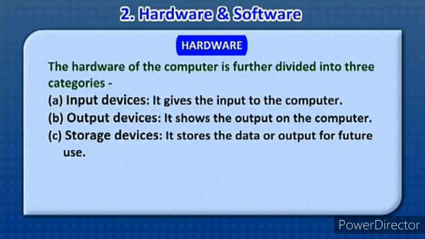The hardware of the computer is further divided into three categories: A. Input devices, B. Output devices, C. Storage devices. Input devices give the input to the computer. Output devices show the output on the computer. Storage devices store the data or output for future use.